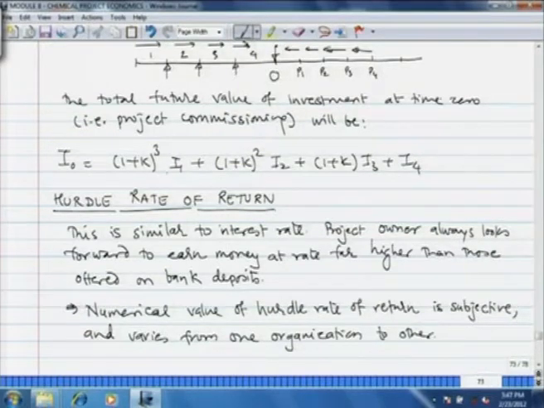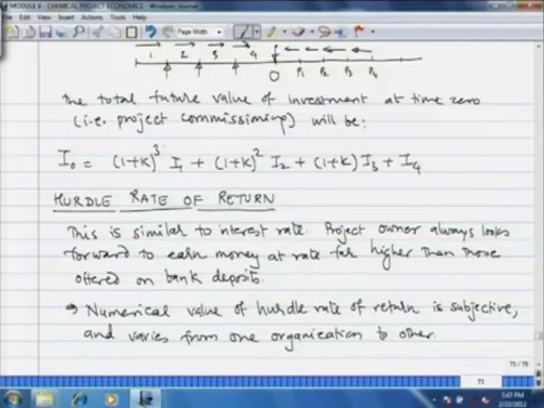Now, the first installment I1, if it was invested in a bank, would have accrued interest of (1+k) to the power 3. Now, k is the hurdle rate of return. How to evaluate that and how it is related to the interest rate offered by the bank, we are going to see in a few minutes, but k is very similar to an interest rate. So (1+k) to the power 3, because the investment I1 is made at the end of the first year and it is there for 3 years, and so on and so forth.